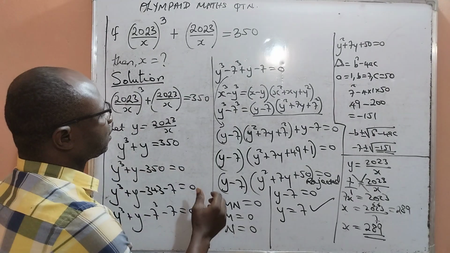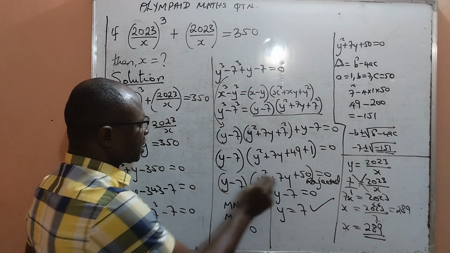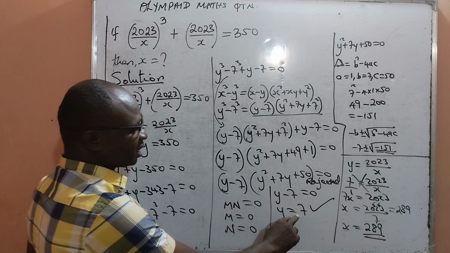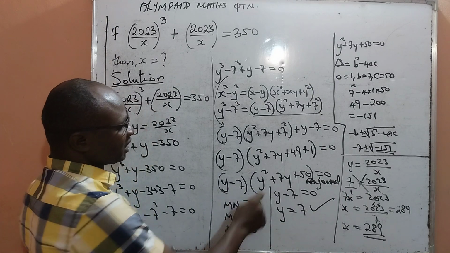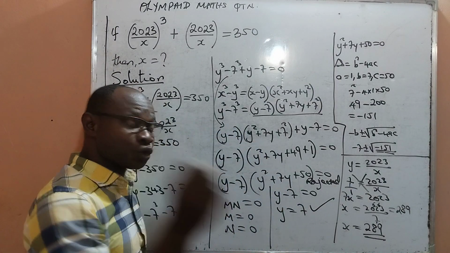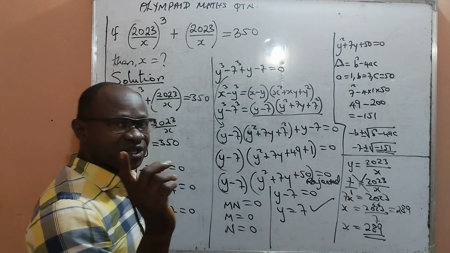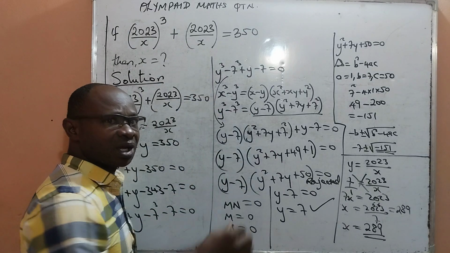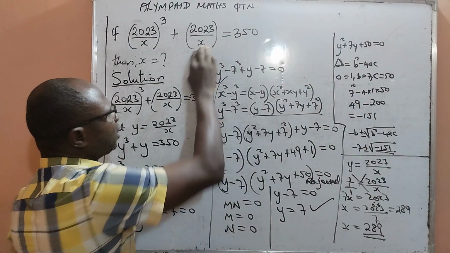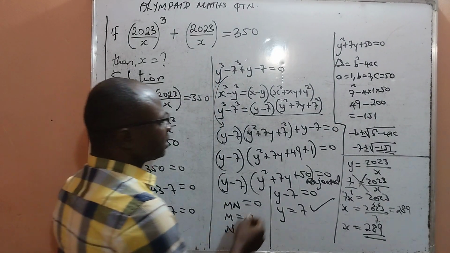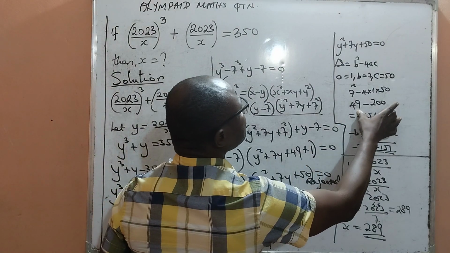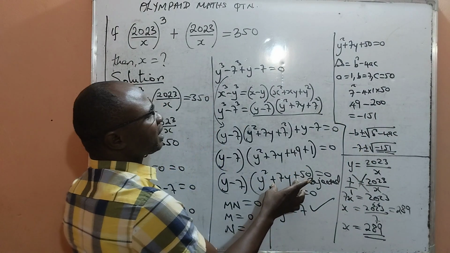Remember what I have done? When I got to this point, I found the value of y here where I got 7. And in trying to find the remaining two values here, I found out that this will go complex, and I am only interested in finding the real values of x. Therefore, because this will go complex, I rejected the second bracket.